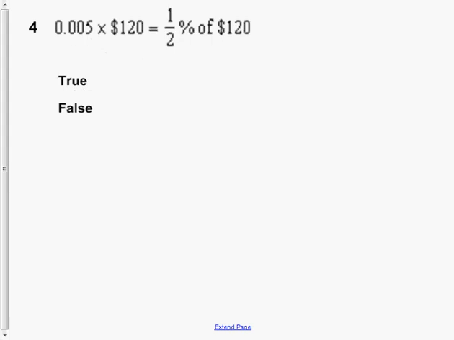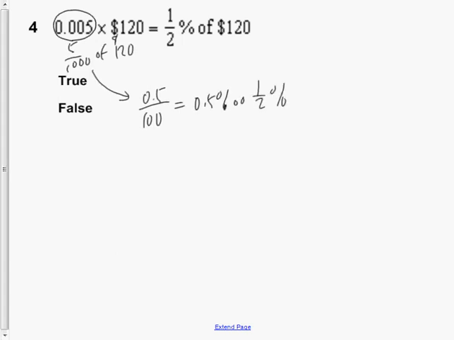Question 4 threw a lot of people for a loop. This is really asking for 0.005 of 120, or 5 thousandths of $120. 5 thousandths is the same thing as 0.5 hundredths, which is the same thing as 0.5%, or if I wrote it in fraction form, 0.5%.